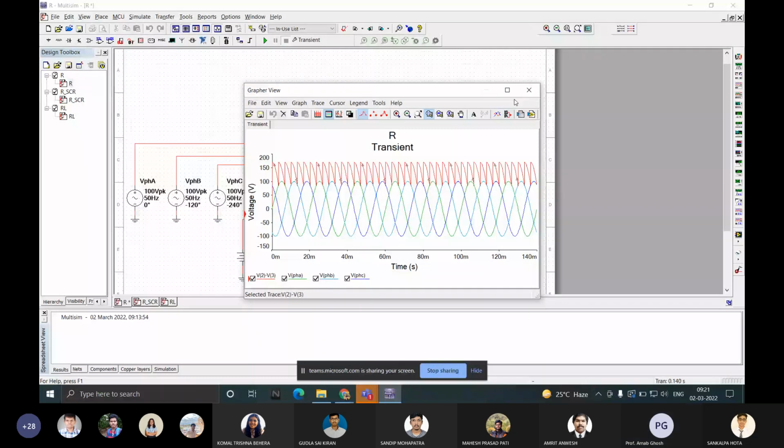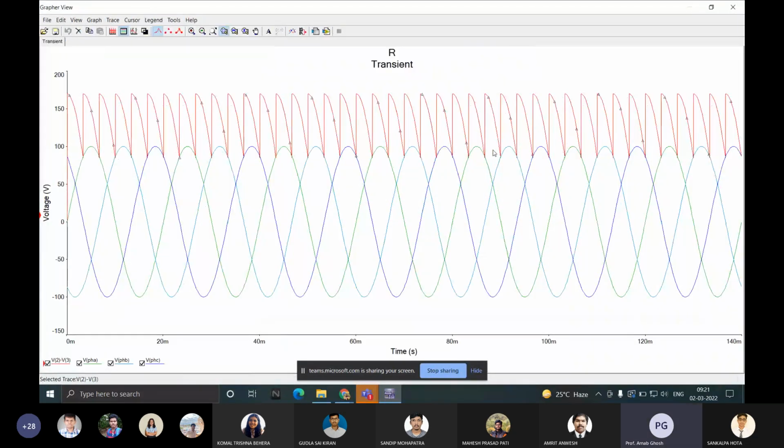Sir, this is the simulation for our transient. What is your firing pulse, gate pulse? Simulation 5, am I right? Or yes, 6? Sir. 5, okay.